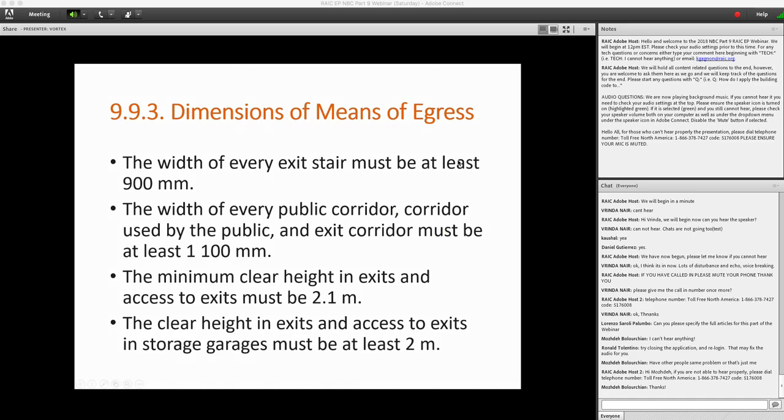Now, where you have a public corridor serving floor areas in a building designed to Part 9 of the code, it is required to be at least 1100 millimeters wide. The minimum clear height in an exit and in access to exit is also required to be not less than 2.1 meters. Where you have a storage garage, it must be at least 2 meters high. Again, this is all discussed in section 993 of the code.